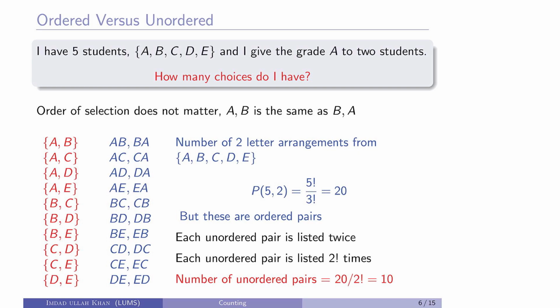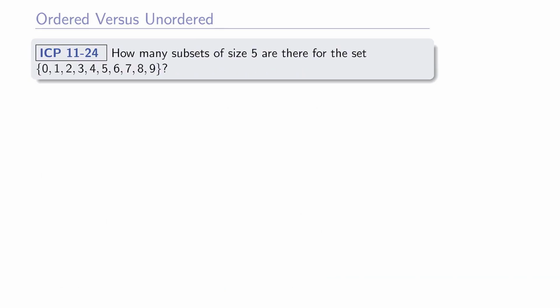I count then how many times each pair, or each subset, has been counted, and that will give me the number of unordered pairs, right? So here is the thing, in our familiar terminology: how many subsets of size 5 are there for the set of these 10 digits? Number of 5-subsets. Remember what a set is? It's an unordered collection of objects, right? So when I say subsets, that means unordered collection.